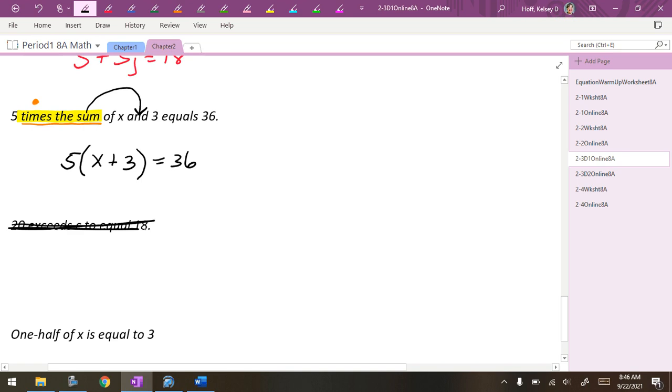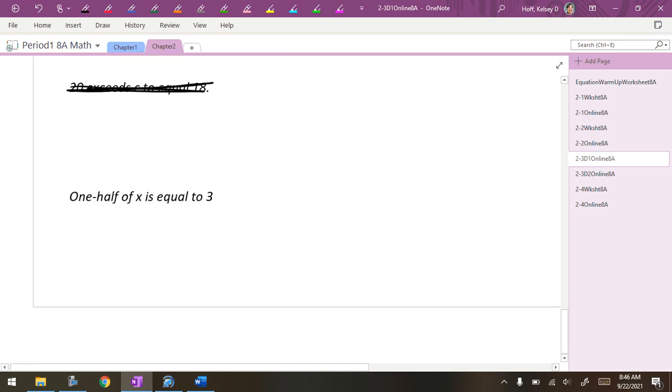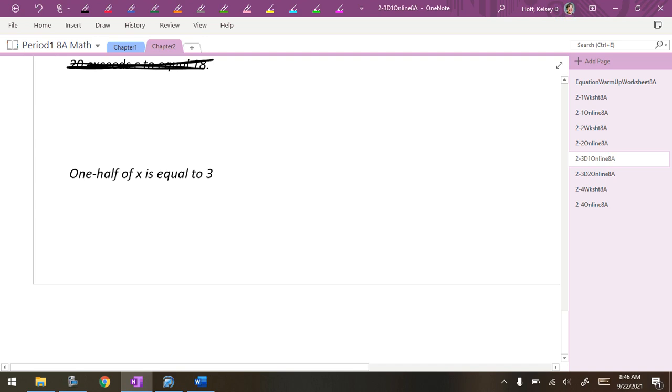Let's cross the next one off. See if you can get that bottom one on your own. 1/2 of X is equal to 3. You can do it that way, or you can do like how he has. Either way is correct.